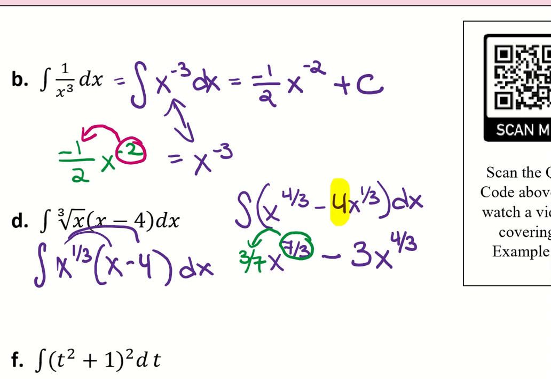And then, of course, don't forget your plus c. I'm going to rewrite this again. 3/7 x to the 7/3 minus 3x to the 4/3 plus c.